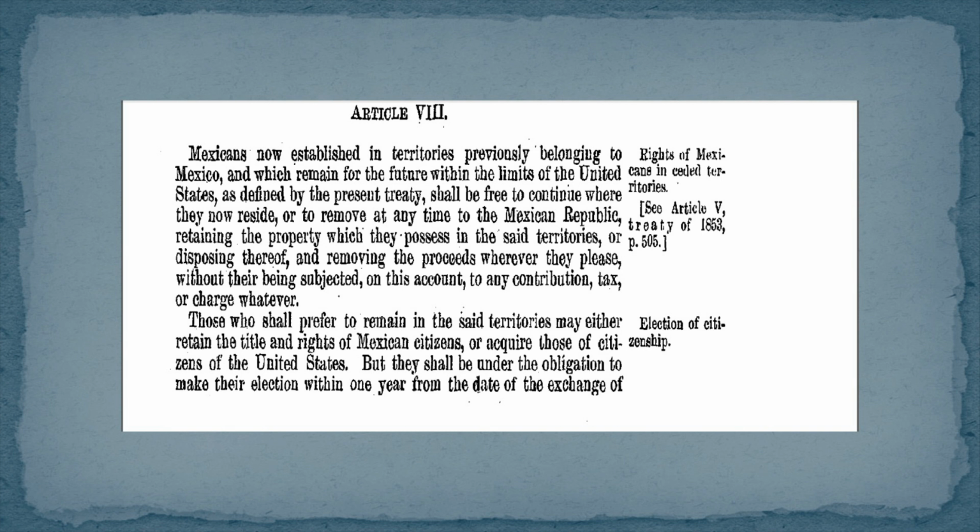Mexicans now established in territories previously belonging to Mexico and which remain for the future within the limits of the United States as defined by the present treaty shall be free to continue where they now reside or to remove at any time to the Mexican Republic, retaining the property which they possess in said territories or disposing thereof and removing the proceeds wherever they please without their being subject on this account to any contribution, tax, or charge whatever.